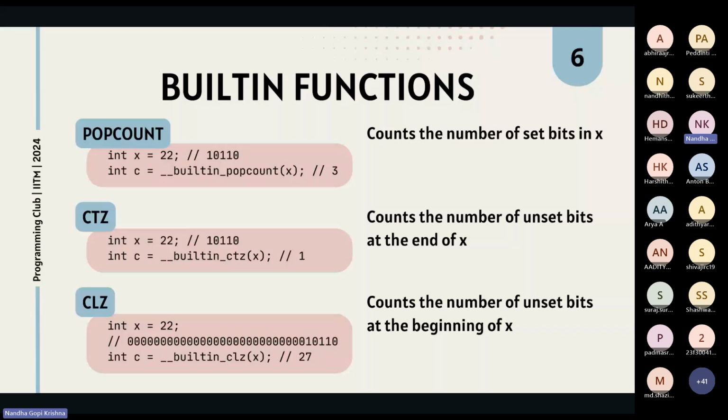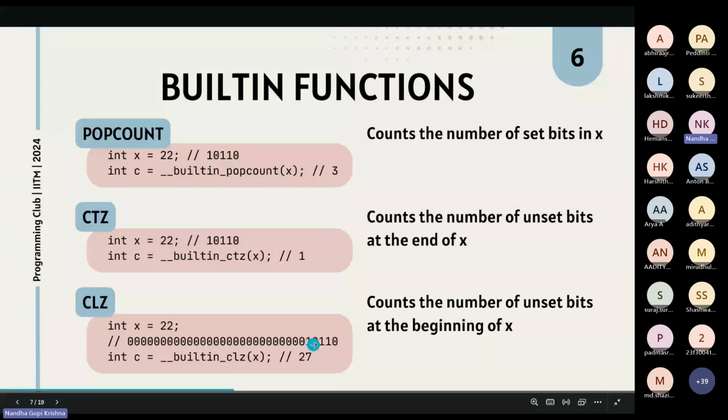GCC exposes some built-in functions to easily handle certain binary operations, bit operations. Some of the more important ones are pop count, which counts the number of set bits in X. There's also count trailing 0, which counts the number of unset bits at the end of X, that is the number of trailing zeros. As you can see, trailing means the end. There's also count leading 0, CLZ, which counts the number of unset bits from the beginning of X, the number of zeros until the first one in the beginning of X.